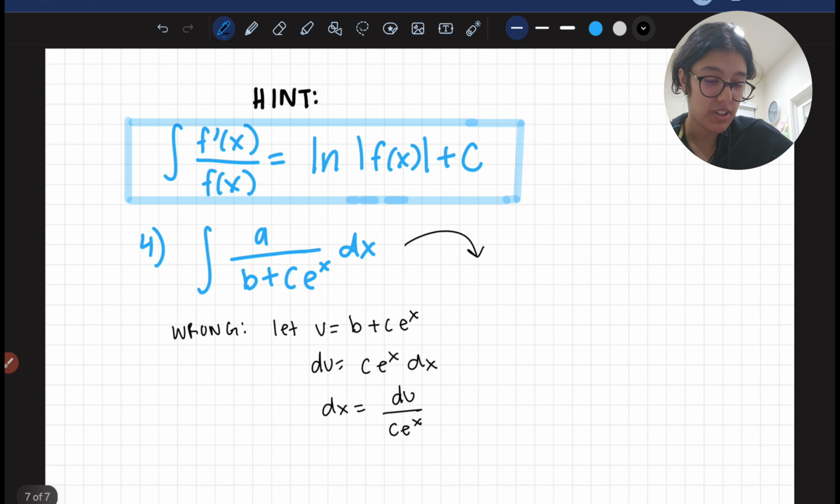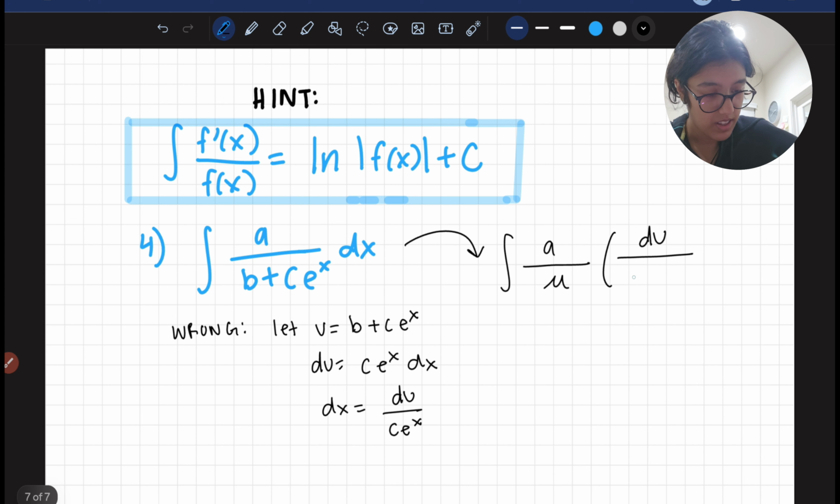I'm going to put the original problem, everything in terms of u. So we have integration of a over u. We found the value of dx from over here, so that is du over c e to the power of x. And here is where we run into the problem. So this a and c, they're fine because they're constants. We could just take them out later. u and du is also fine. We're integrating with respect to u.